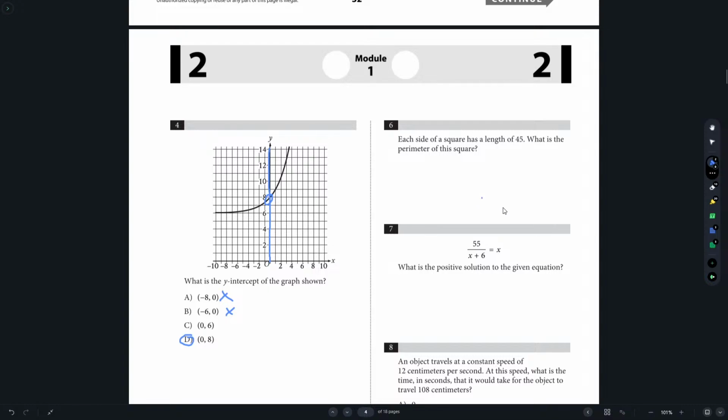Each side of a square has a length of 45. What is the perimeter of the square? Well, that will be 45 times 4, which will be 180.